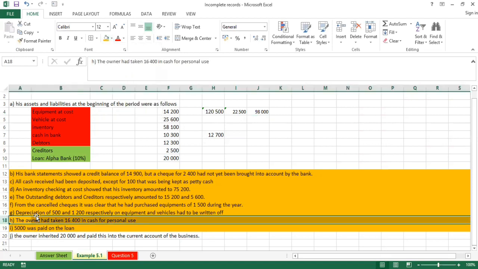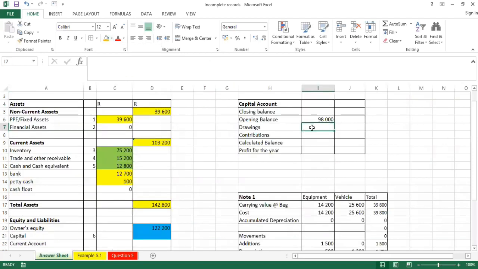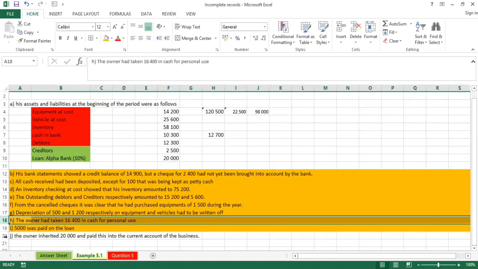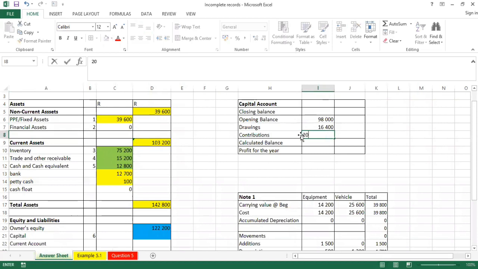That's our drawing, 16,400. So we're going to get 16,400 on our drawings. And then our capital contribution. They say the owner inherited 20,000 and paid this into the current account of the business. So 20,000. So we have all our amounts. So we use all these amounts to get what?